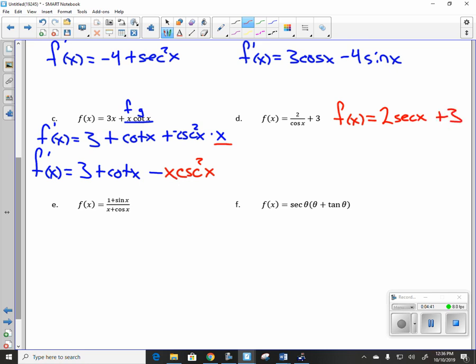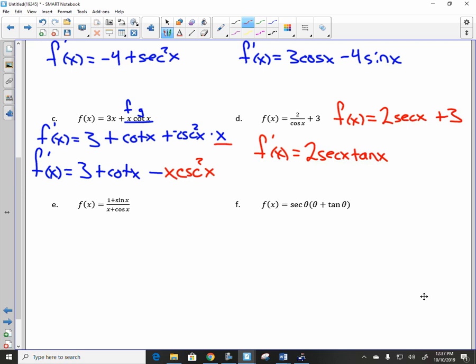I would much rather take the derivative of 2 secant of x plus 3 than use the quotient rule here. And so as I take the derivative, f prime of x, what is the derivative of 2 secant? 2 secant of x tangent of x, and then the derivative of 3 is 0. So in that situation, you can rewrite it so that you don't have to use the quotient rule. And I encourage you to do so.